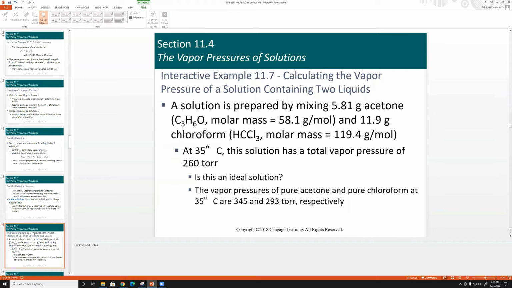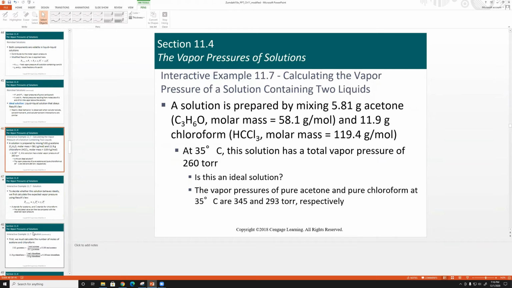Okay, so let's do this example. We have a solution prepared by mixing 5.81 grams of acetone, molar mass 58, and 11.9 grams of chloroform at 35 degrees Celsius. The solution has a total vapor pressure of 260 torr. Is this an ideal solution? Meaning, does it obey Raoult's Law? The vapor pressures of pure acetone and pure chloroform are 345 and 293. So I will give you 3 minutes to complete this.